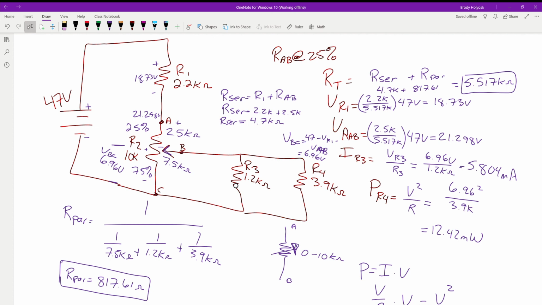And then if we're looking for the power across R4, we can either do it by solving for the current, by taking the voltage divided by the resistance, or just by using one of our alternate formulas from Ohm's law and Watt's law.